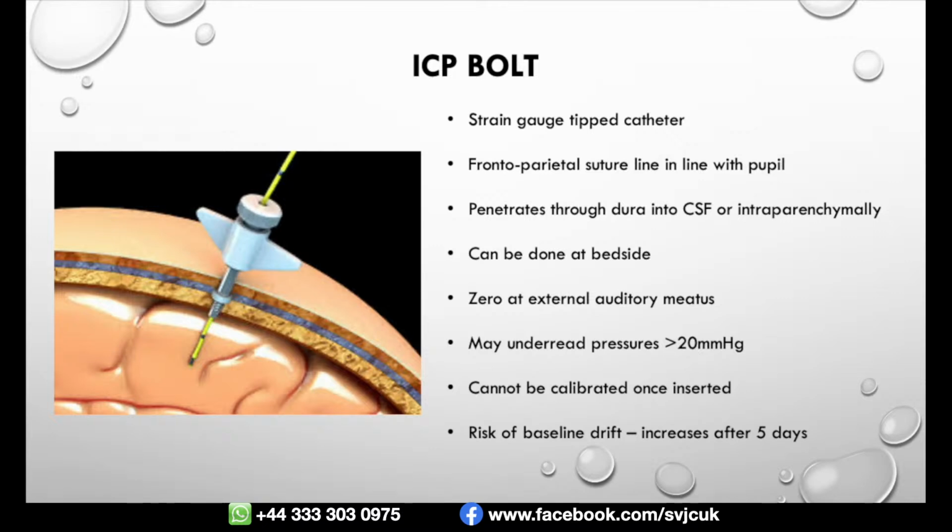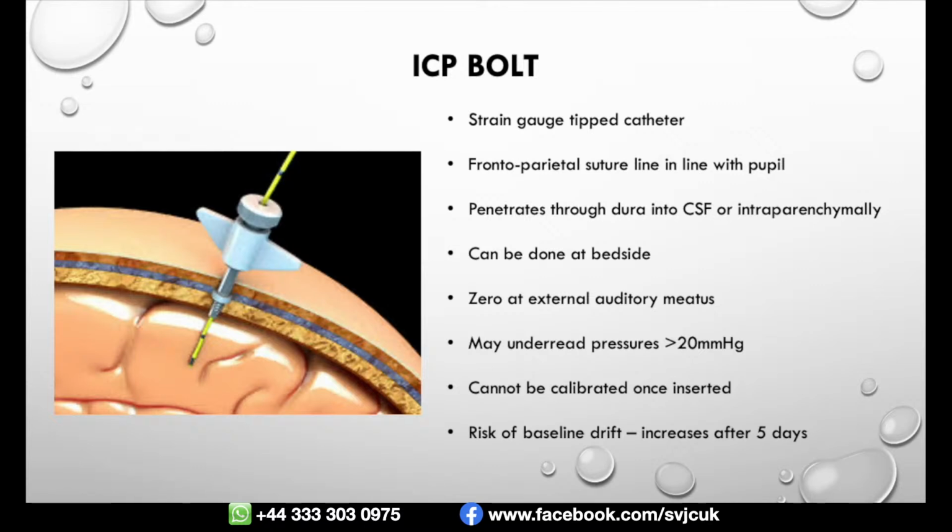Moving on then, this is an ICP bolt, which is a strain gauge tipped catheter, which goes in through the frontoparietal suture line in line with the pupil. So it goes through the dura either into the CSF or intraparenchymally. And whilst the EVD needs to be inserted in theatre on most circumstances, the ICP bolt can be put in at the patient's bedside.